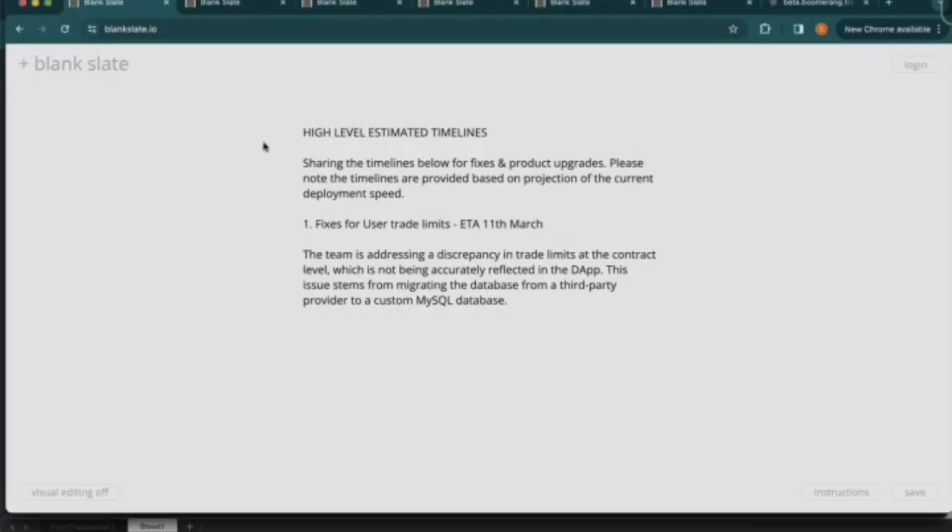All right, so I have high level estimated timelines in which we will deploy. The course of deployment will be shared today, how each and every element which we have created, built, and tested is now coming to the deployment phase. So number one is the user trade limits, which are again changed, or there is discrepancy in the limits.